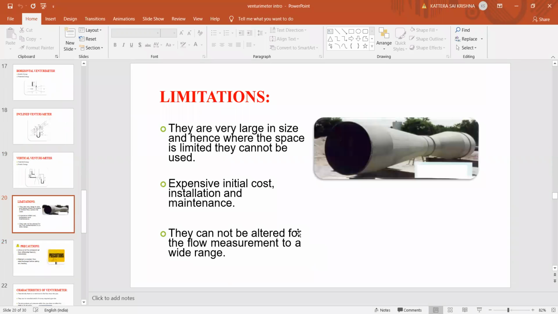Next, these are the limitations. Limitations you can see there. They are very large in size, and hence where the space is limited, they cannot be used. In industries, this type of large venturimeters will be used for finding the flow rates. Next, initial cost will be expensive. Installation and maintenance, because inside if something happened, we cannot do anything for that. So maintenance will be a little bit difficult for that. So they cannot be altered for the flow measurement to a wide range.